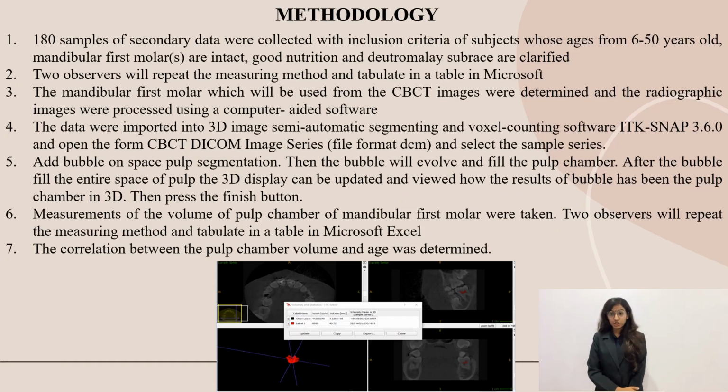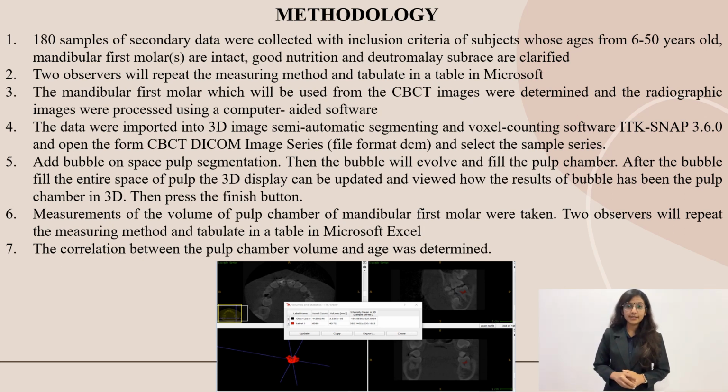The methodology used for this research. First, 180 samples of secondary data were collected with inclusion criteria of subjects whose age is from 6 to 50 years old, mandibular first molars are intact, good nutrition, and specifically the Deuteromalay subrace. Second, two observers will repeat the measuring method and tabulate in a table in Microsoft.